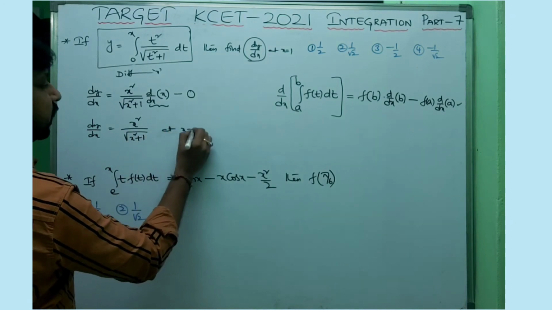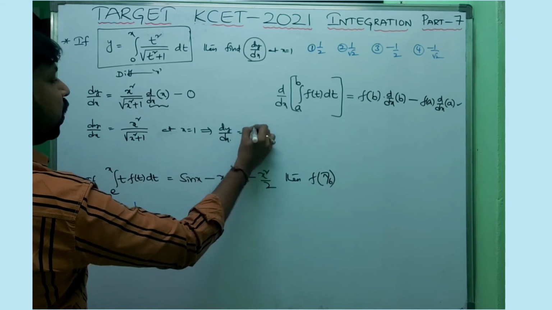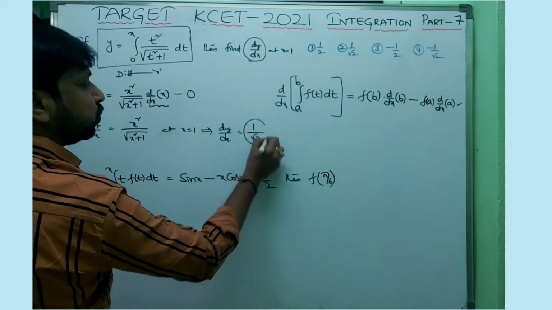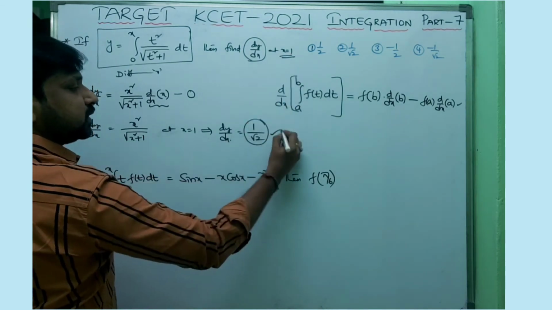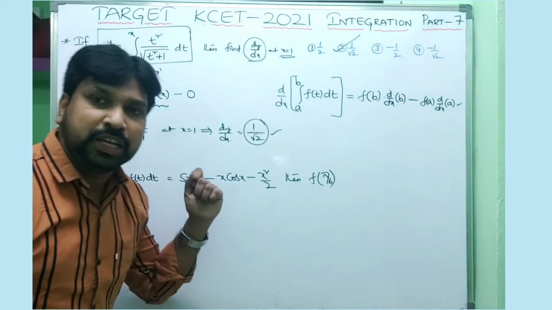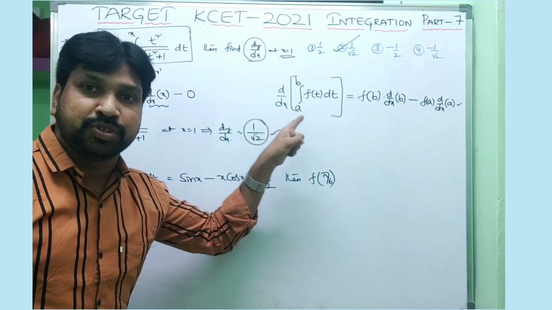At x equals 1, which they are asking for, dy by dx is nothing but 1 square by root over (1 square plus 1), which is 1 by root 2. So at x equals 1, the result is 1 by root 2. So 1 by root 2 is the answer. Very easy to solve by using this technique. Please keep it in mind and observe carefully.